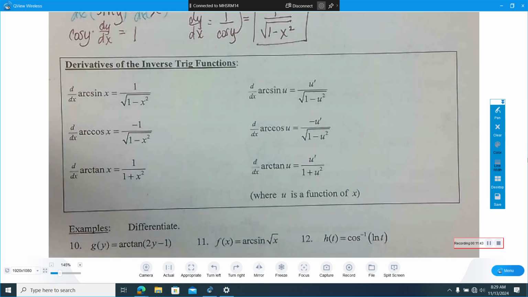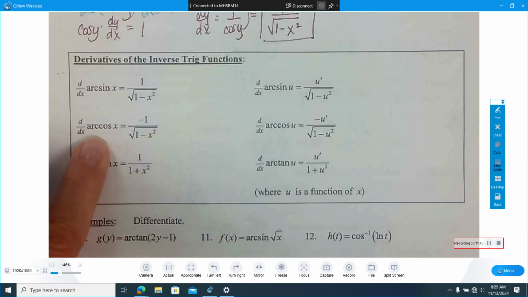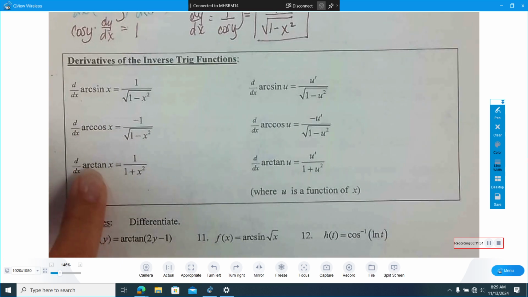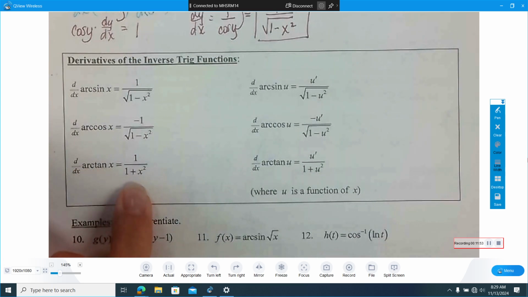How does the derivative of arc cosine change? Negative. That makes sense. Everything with a c has a negative, right? And then tangent, no radical in there, it's a positive.